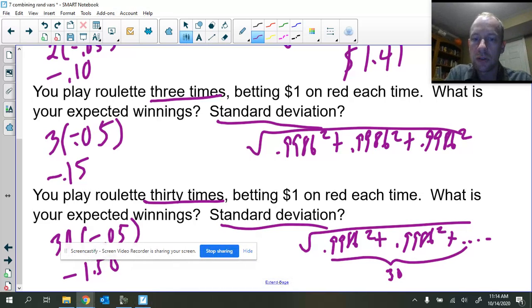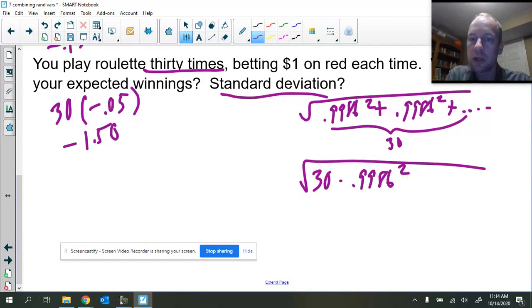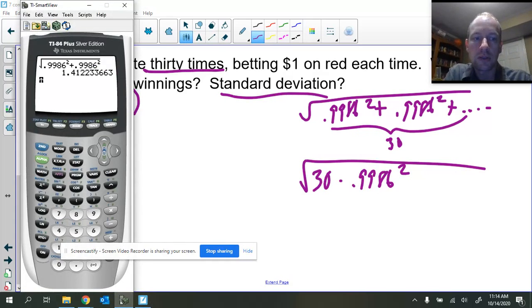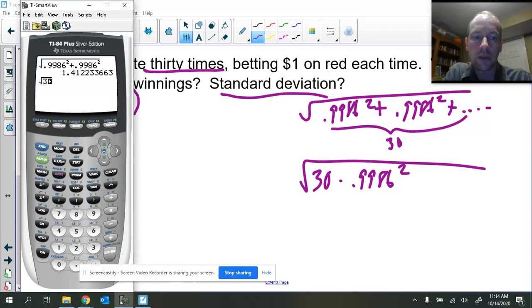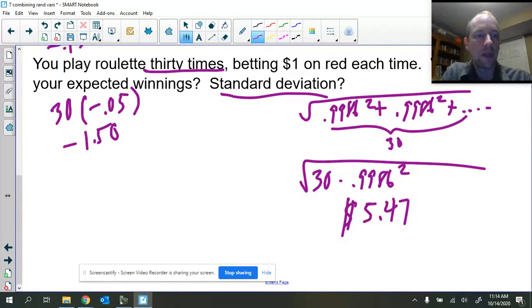So if I try to represent that a little bit simpler, it's going to be the square root of 30 times 0.9986 squared. So I can go to my calculator, the square root of 30 times 0.9986 squared. And I would expect a standard deviation of about $5.47. So that's how you combine many random variables together.